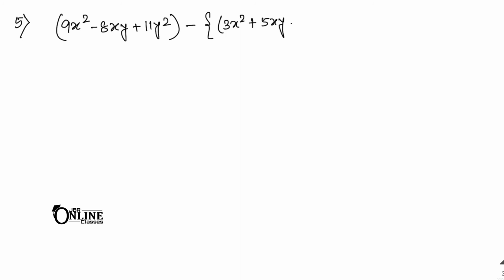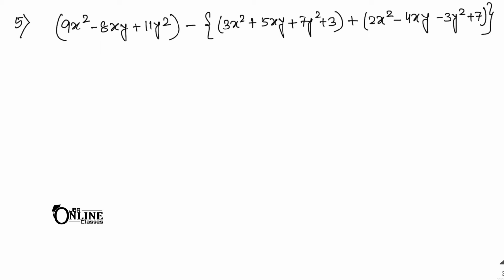Now sum number 5. Subtract the sum of this one from this one. So first you write down the last one, 9x square minus 8xy plus 11y square. And then you have to subtract the sum. Sum of what? 3x square plus 5xy plus 7y square plus 3 added with 2x square minus 4xy minus 3y square plus 7.